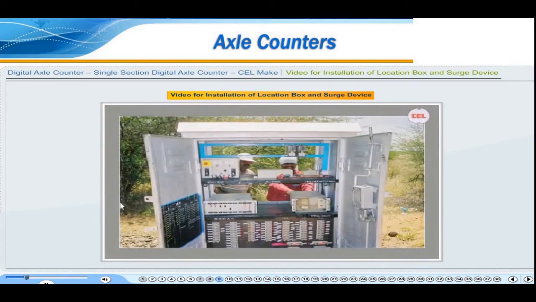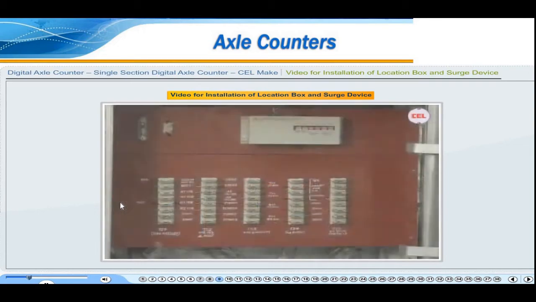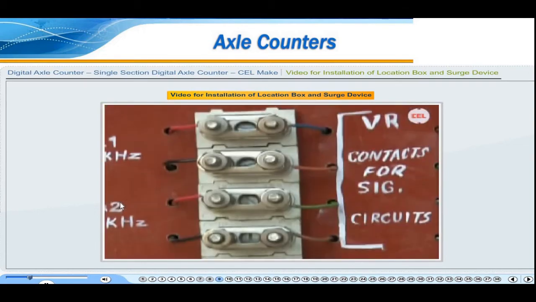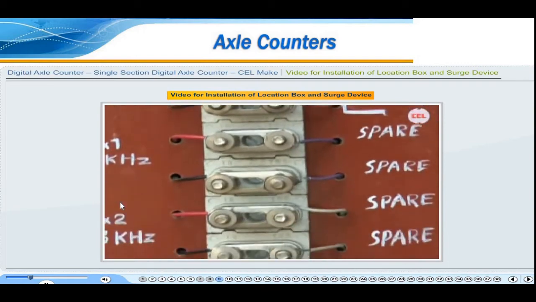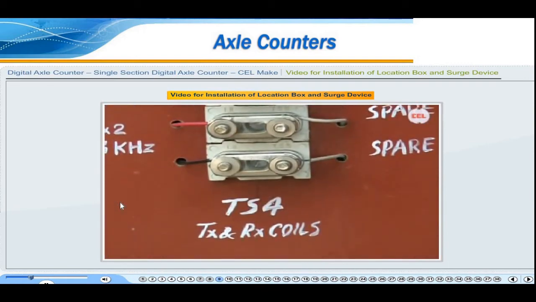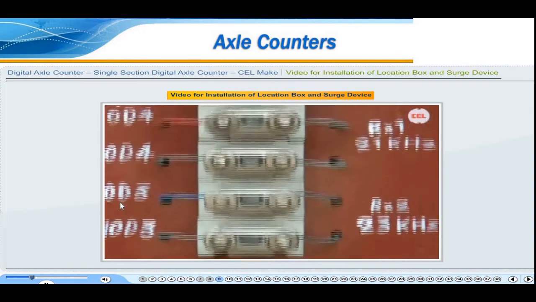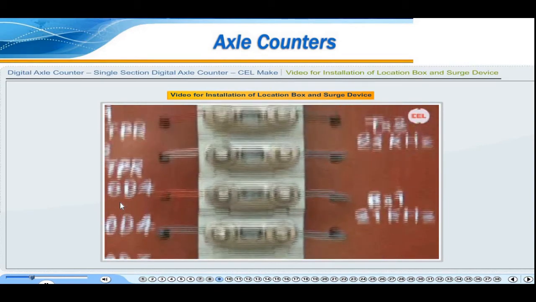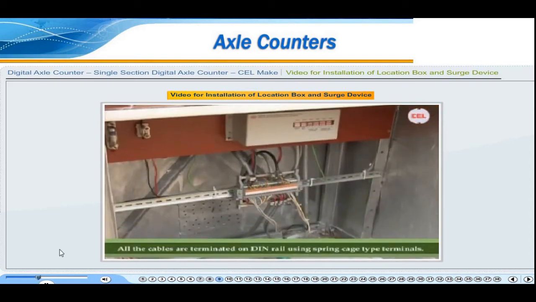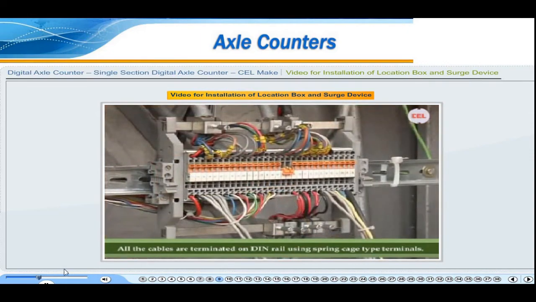In the older version of the VR relay box, only the VR relay was provided in the VR box. The PR relay is mounted in the location box. The incoming and the outgoing cables from axle detectors, SSDAC unit, modem and the cable going to the cables and the axle detector cables are terminated on the DIN rail using spring cage type terminals.